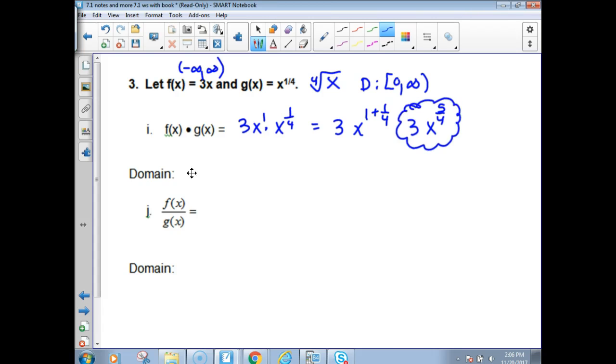And it did say give the domain. Well, can I take the 4th root of 0? So is 0 included? Yes, it is. Therefore, its domain would be 0 to infinity.